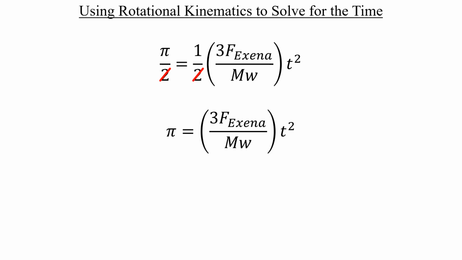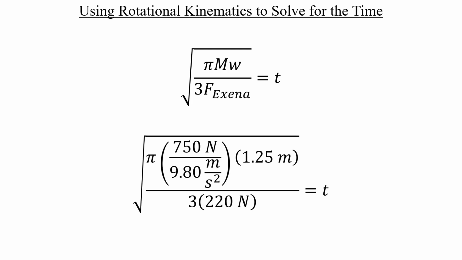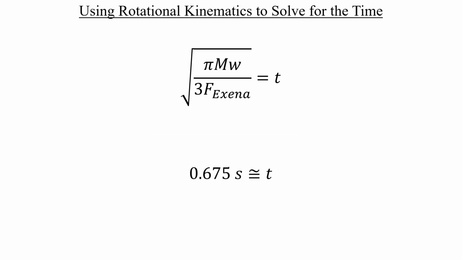If we multiply both sides by mw and divide both sides by 3 times Exena's force, we can isolate t squared and then take a square root of both sides. We now have our time and everything is ready. All that's left is to just plug in our numbers. When I do that, my calculator says that it takes Exena approximately 0.675 seconds to close the door behind her.